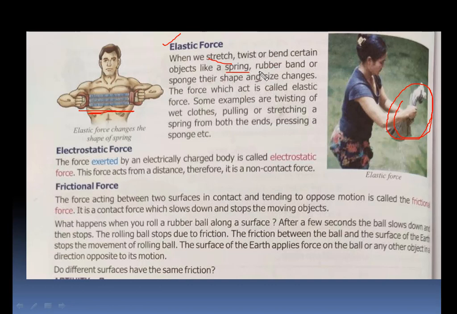Certain objects like a spring, rubber band, or sponge change their shape and size when you pull it or push it, compress it or twist it. The force which acts is called elastic force. Some examples are twisting of a wet cloth. After bathing, we always twist our wet cloth, then we let it dry. Pulling, stretching a spring from both ends, pressing a sponge. All these are examples of elastic force.